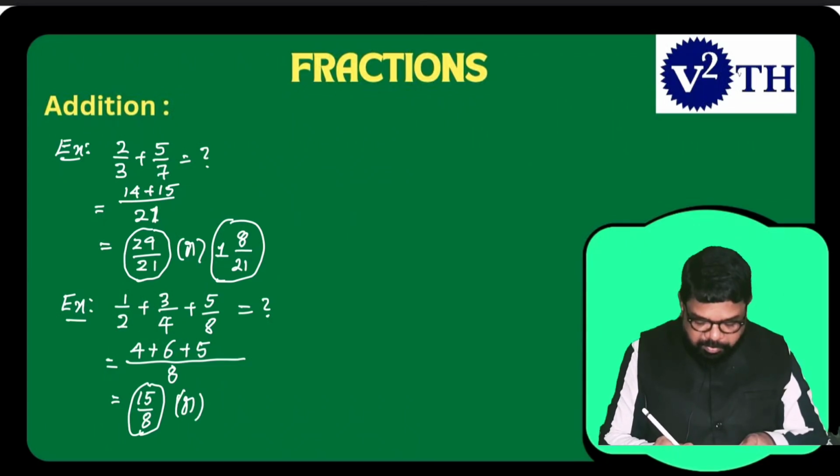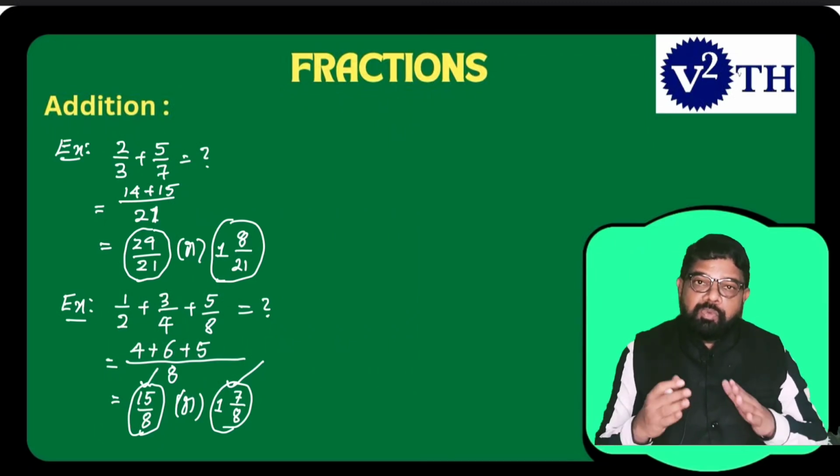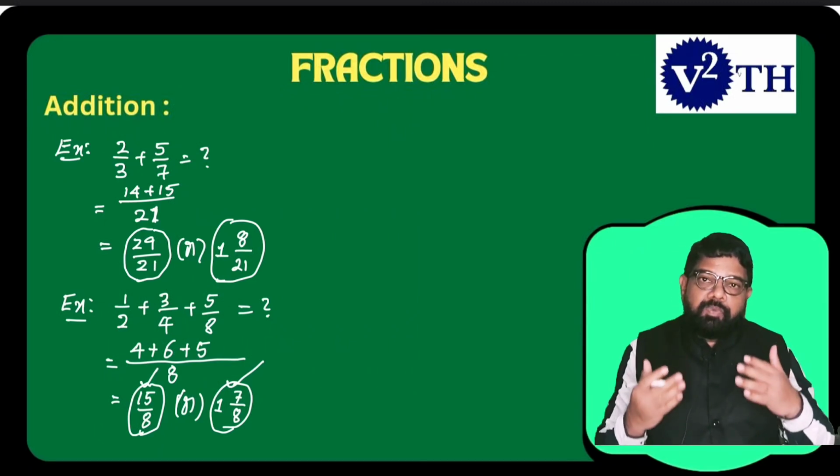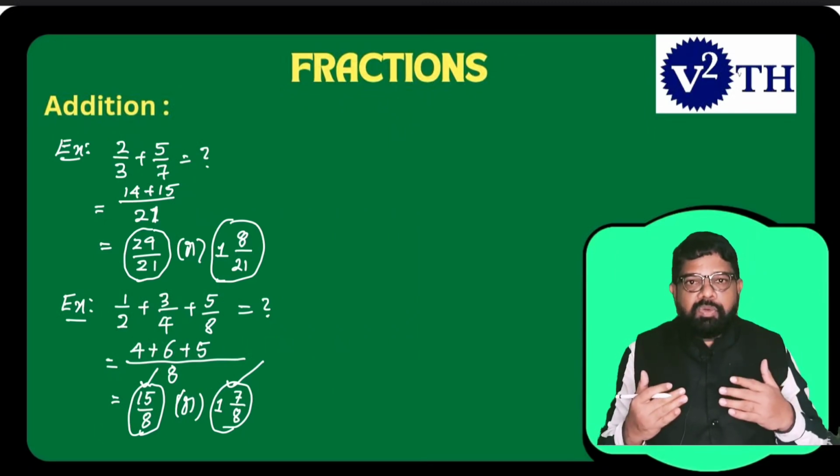Now dividing by 8, 8 ones are 8. What is the remainder? 7. In 15, the remainder is 7. 8 ones are 8, remainder 7 by 8. So 1, 7 by 8. Both are correct, either in this form or in this form. So with more than 2 fractions, like 3 fractions, 4 fractions, 5 fractions, any number of fractions, this is the strategy to apply.